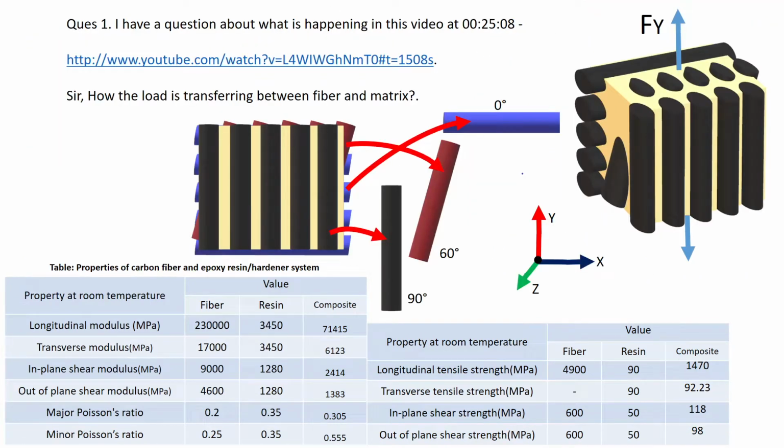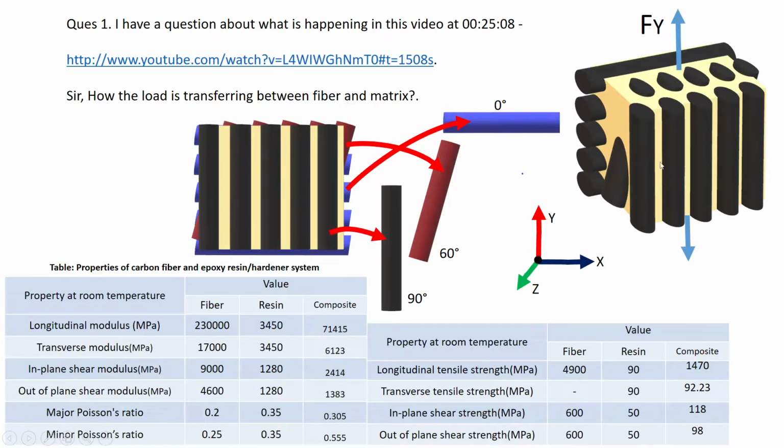Yes. Okay, so one of the doubts which was posted in last week's doubt solving forum was how the load is being transferred in this video here. So this is the basic structure of a composite, and when we are trying to construct a laminate, we'll have fibers arranged in different orientations in each of the composite layers.